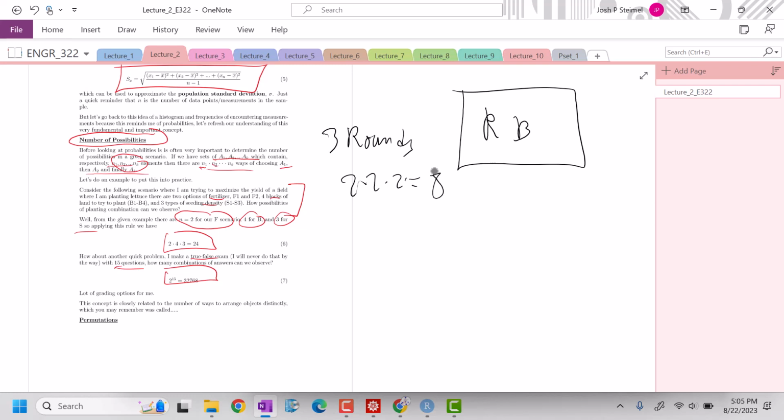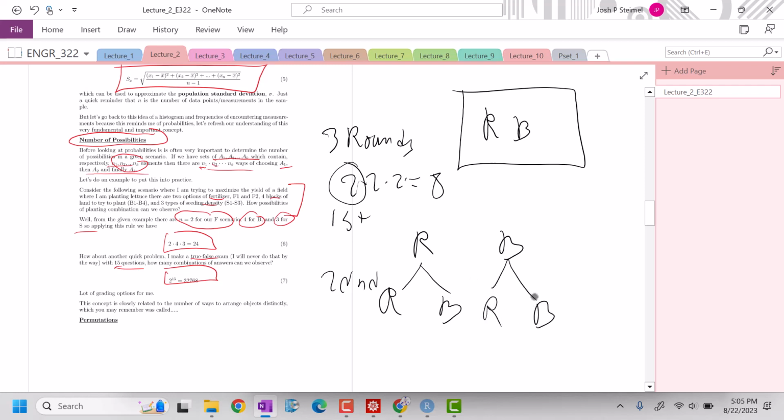So let's go for the first round. In the first round, I can either choose red or I can choose blue. First round, 2 options, right? Good, stay with me. Second round, from that single possibility, I can choose red or blue. And if I was here, red or blue. So after the second round, how many possibilities are there now? You can count them here: 1, 2, 3, 4. 2 rounds, 2 times 2 is 4.